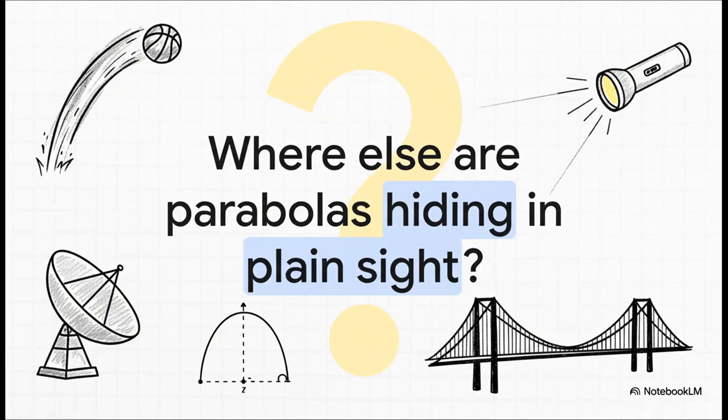So, from the arc of a basketball shot to the cables of a suspension bridge, that simple little rule of the parabola gives it a huge role in our world. The next time you see a satellite dish or a flashlight beam or even a water fountain, you'll know the secret. You'll actually see the focus, you'll see the directrix, you'll see that perfect mathematical shape doing its job. So the only question left is, now that you know the rule, where are you going to spot one next?